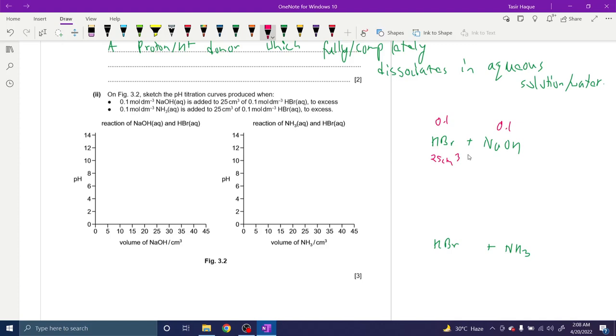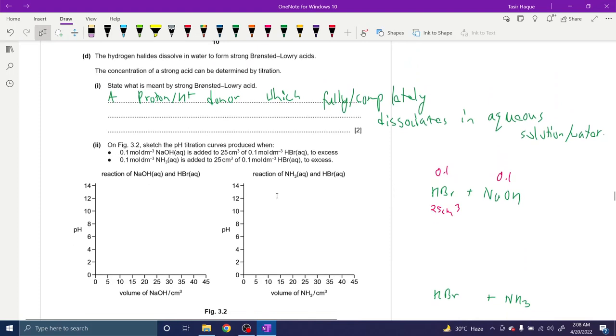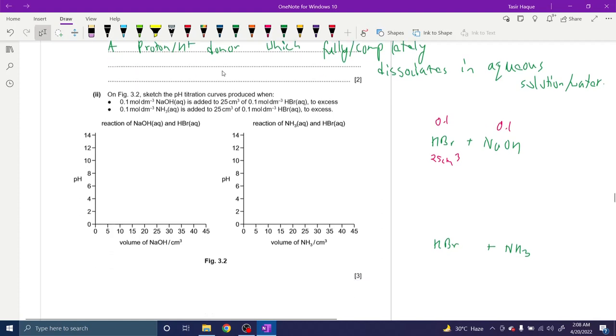Now the initial pH. So HBr, right? The initial pH, think about it, HBr is a strong acid. Strong acids typically have a pH of 1. So the marking point was at less than or equal to 2. It had to be less than or equal to 2.